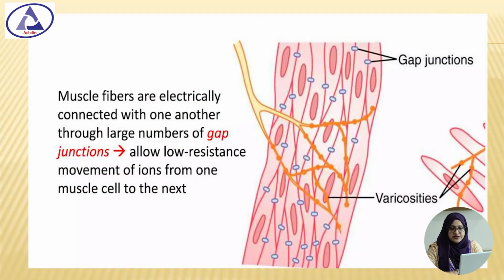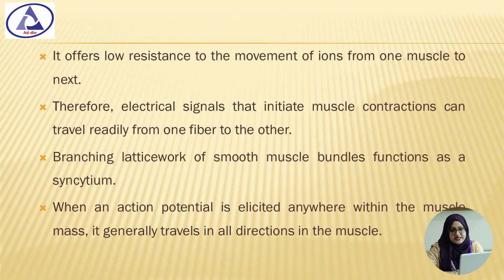This is the picture showing the muscle fibers electrically connected to one another by gap junctions, which allow very low resistance movement of ions from one muscle cell to the next. Therefore, electrical signals that initiate muscle contraction can readily travel from one fiber to the other. The branching latticework of smooth muscle bundles functions as a syncytium. When an action potential is elicited anywhere within the muscle mass, it generally travels in all directions in the muscle.